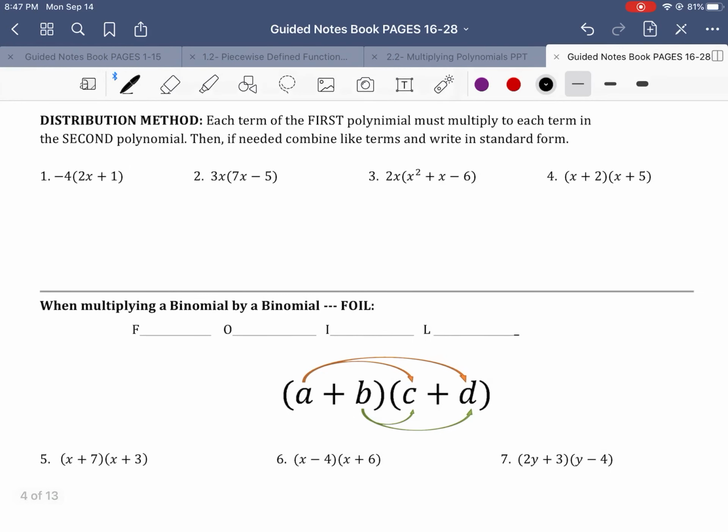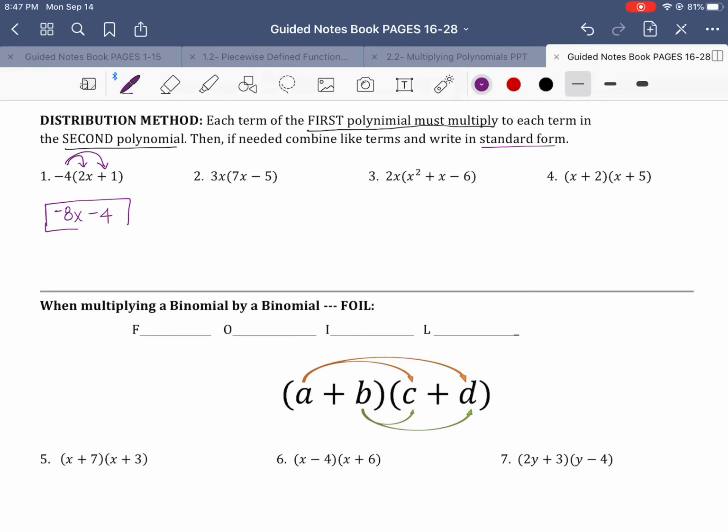So each term, when we distribute, right, of the first polynomial, this is the rule, must multiply to each term in the second polynomial. So remember, terms are split by the positive and negative signs, plus or minus, and we want to combine them and then write them in standard form. So let's start with number 1. Again, this looks a lot like number 4 on the bell ringer. We distribute in, we multiply the negative 4 times 2x and get negative 8x. We multiply the negative 4 times the positive 1 and get negative 4.